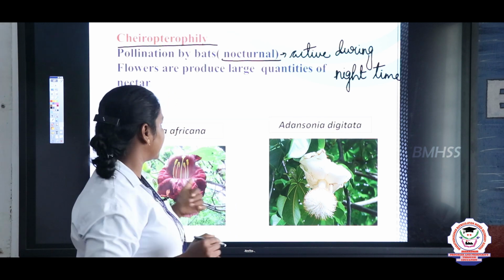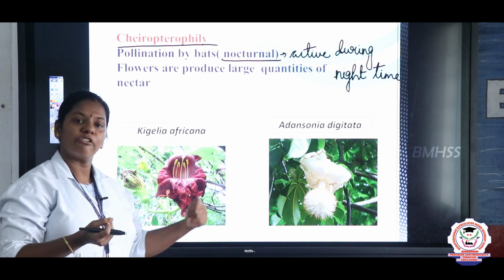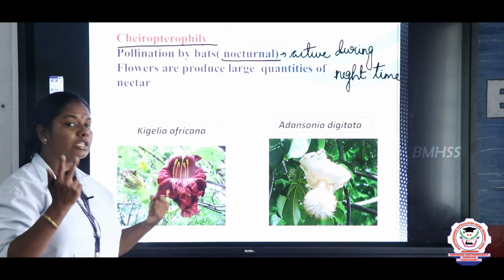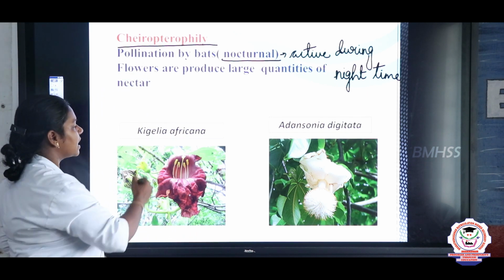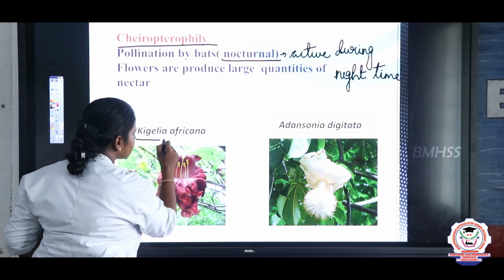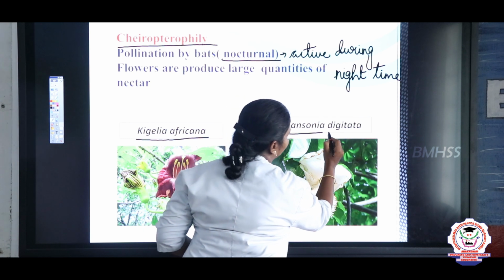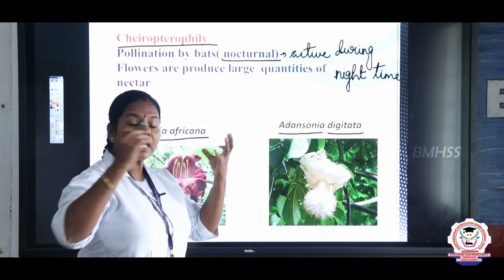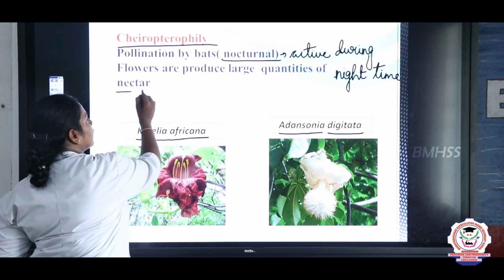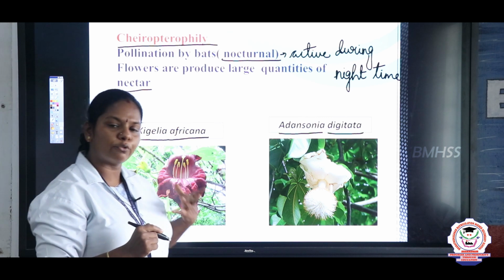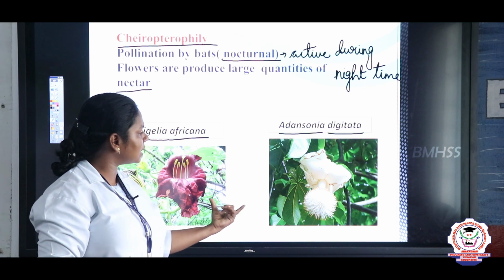Bats are very active in the night and they are attracted by the smell, that is the scent produced by these flowers. Now let us see the two plants which undergo chiropterophily. First one is Kigelia africana, and Adansonia digitata. Mostly these flowers produce very big fruits, and they produce large quantities of nectar, which is food for the birds, especially the bats.